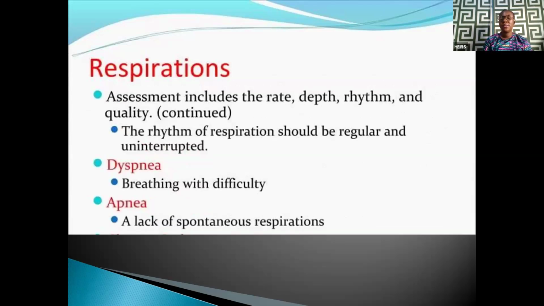So while you are assessing for the rate, the depth, the rhythm, and the quality, you also want to assess: does my patient have difficulty in breathing? Is the patient struggling to breathe? That may be a problem with rate, or a problem with depth, or a problem with rhythm. Then apnea means a lack of spontaneous respiration. So the patient's respiration ceases. That's what we call apnea.